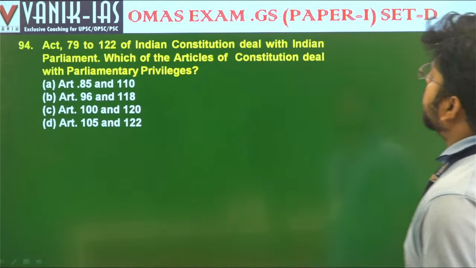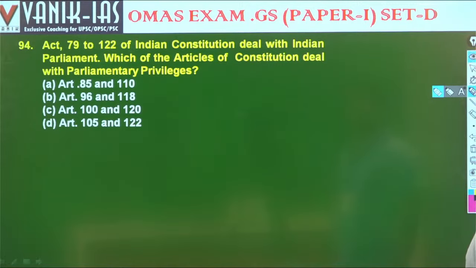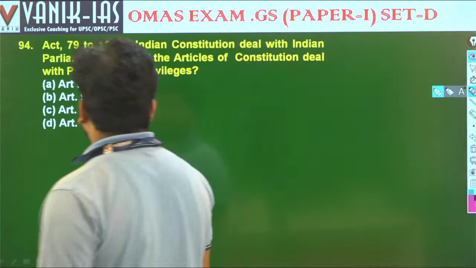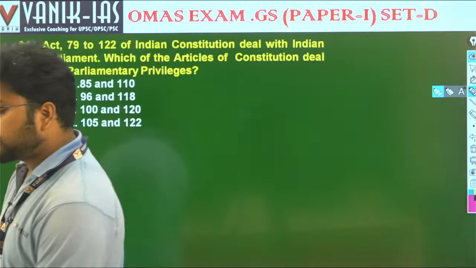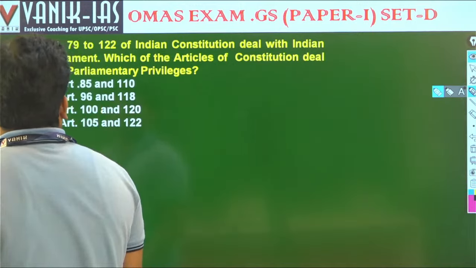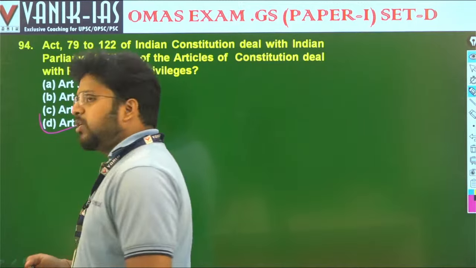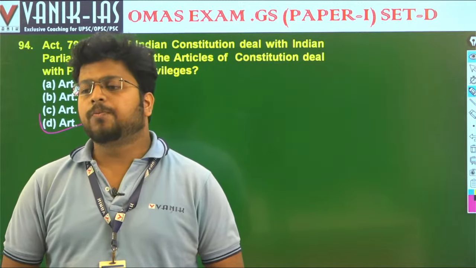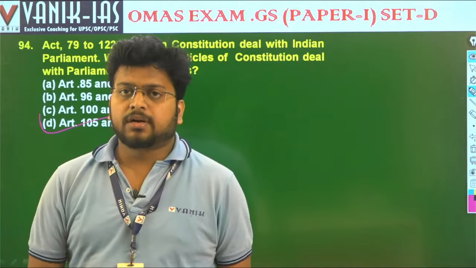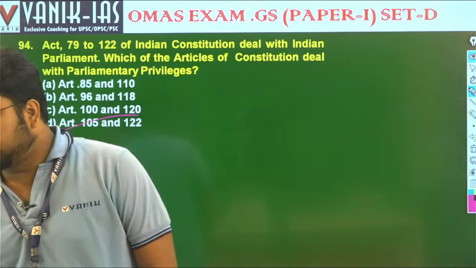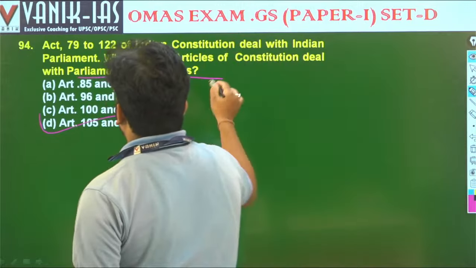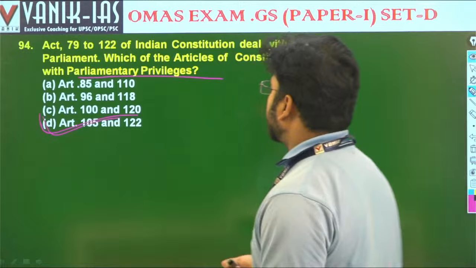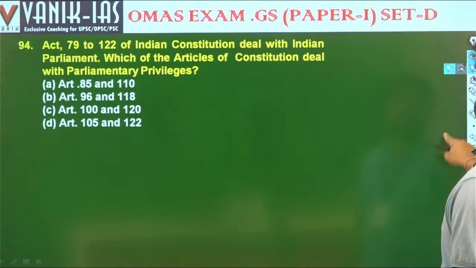Articles 79 to 122 of the Indian Constitution deal with the Indian Parliament. Which of the articles deal with parliamentary privileges? That means Article 105 and Article 122. Parliamentary privileges means that whatever is said by a member of parliament cannot be questioned in a court of law, that is 105. And under Article 122, when the legislature is in session, a member of parliament cannot be arrested in civil cases. That legislative immunity is called parliamentary privileges. So 105 and 122 are parliamentary privileges.